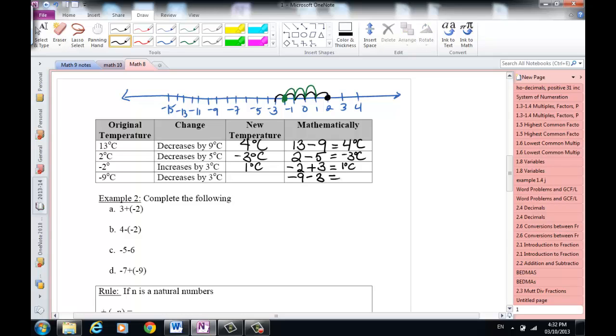Okay, so we start off at -9, which is right here, and I'm decreasing at 1, 2, 3, and so I get to -12 degrees Celsius. Okay, so a few examples. Let's try and do these without the chart.